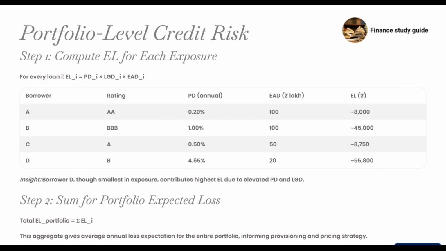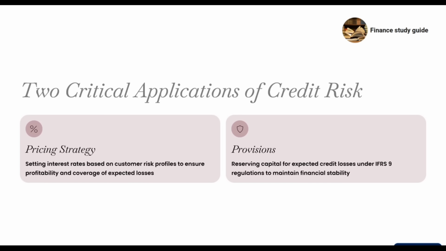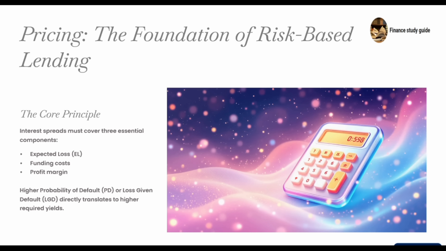Okay, great. Now that we understood what credit risk is and how to calculate it, the next obvious question: why do banks do all these calculations and what benefits can banks derive from them? Benefit number one is pricing. The interest spread must at least cover EL plus funding cost and profit margin. Higher PD or LGD means higher required yield. Let's understand what we mean by that.